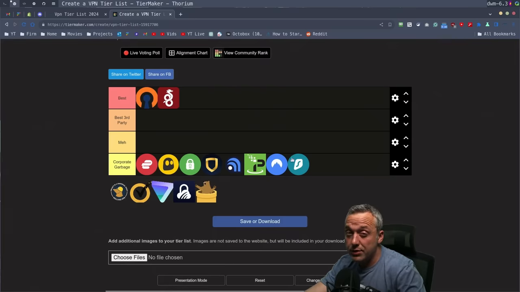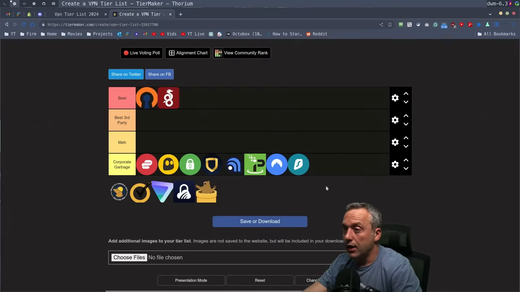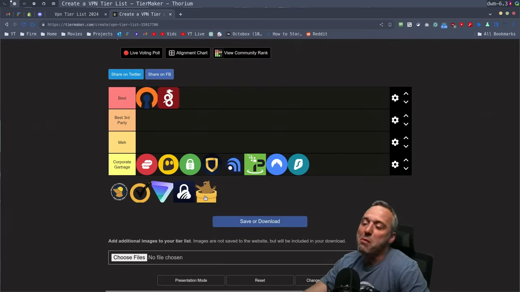They might have some fast connections for some geo unlocking or maybe doing some torrenting if you want to do that, but will they sell you down the river to the government? Probably. All right, going into the meh tier. These are independent companies, but I wouldn't trust them and I probably wouldn't use them.